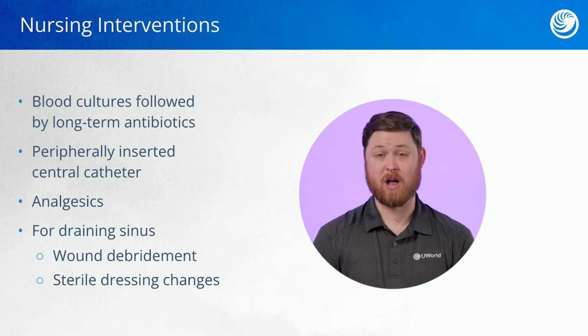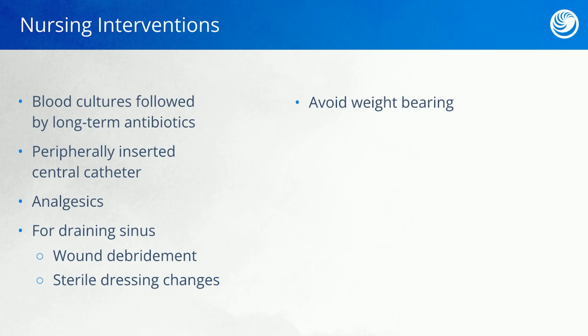To prevent pathological fractures and additional pain, we can encourage the client to avoid weight bearing on the affected extremity. And because children in particular like to be physically active, diversional activities should be used to prevent additional harm to whatever limb is affected, whether that's in the lower or upper extremity.